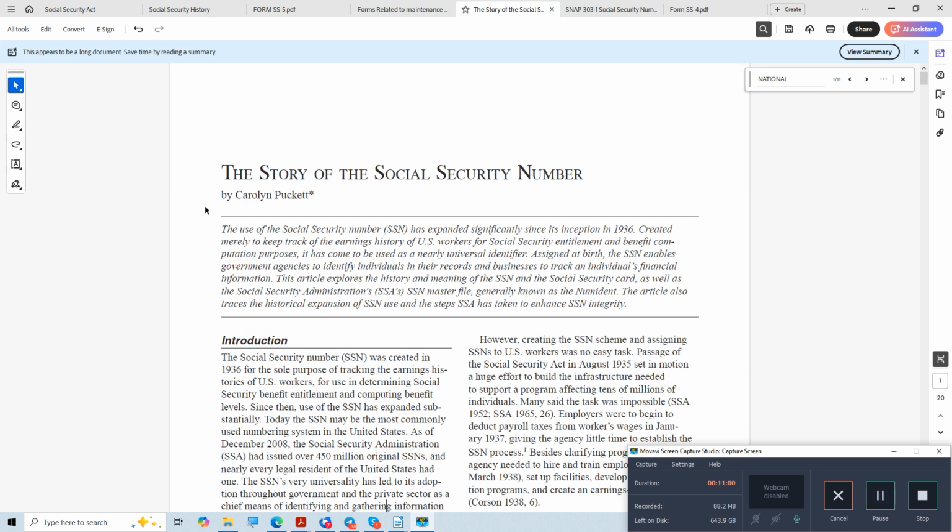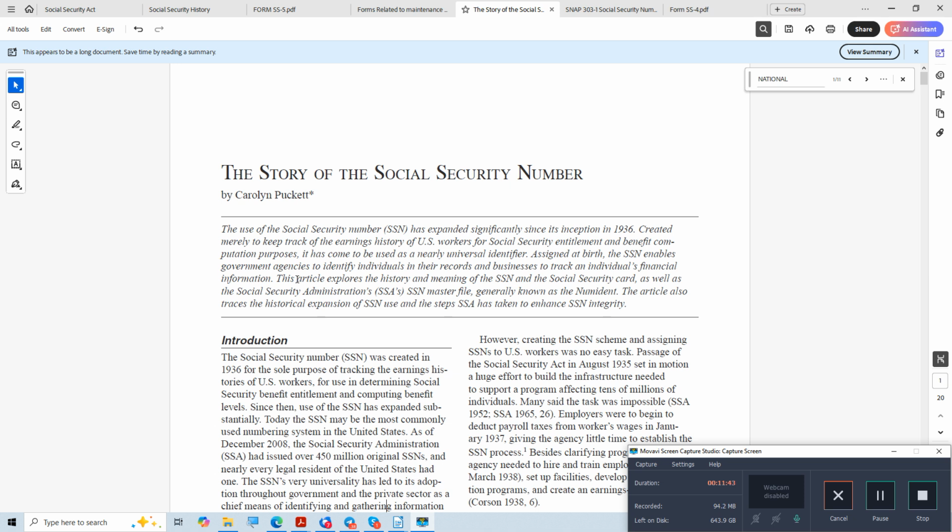And then at another place, there's this much longer story of the Social Security number, like 20-some pages long. But this came off of the Social Security website also. And right, the use of the Social Security number has expanded significantly since the inception in 1936. Created merely to keep track of earnings of U.S. workers for Social Security entitlement and benefits computation purposes, it has come to be used as a nearly universal identifier, a national identity card.